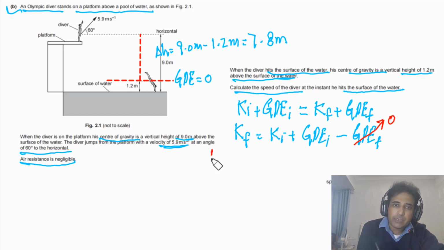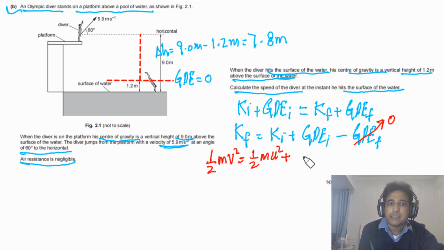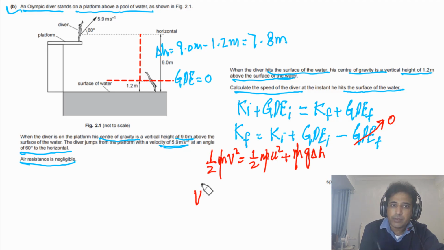So in order to calculate kinetic energy, meaning the speed of the diver, the final speed, we can say 1/2 mv squared has to be equal to 1/2 mu squared plus mg delta h. So mass we can cancel, it is not depending on the mass, so we can write down v squared. If we multiply both sides by 2, we can say v squared will be equal to u squared plus 2g times delta h.